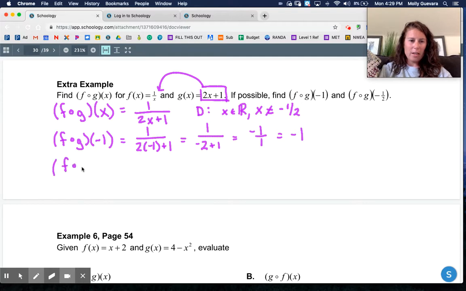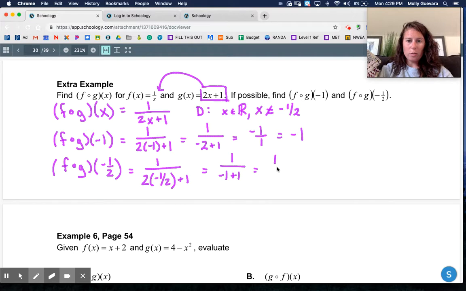And then f with g of negative 1/2. Hopefully we already see that this is not going to work because I'm not allowed to have negative 1/2. Well, let's try it anyway. I have 2 times negative 1/2 plus 1, which gets me 1 over negative 1 plus 1, which is 1 over 0, which is undefined. We're not allowed to have that. So again, just to prove that I cannot have this negative 1/2.